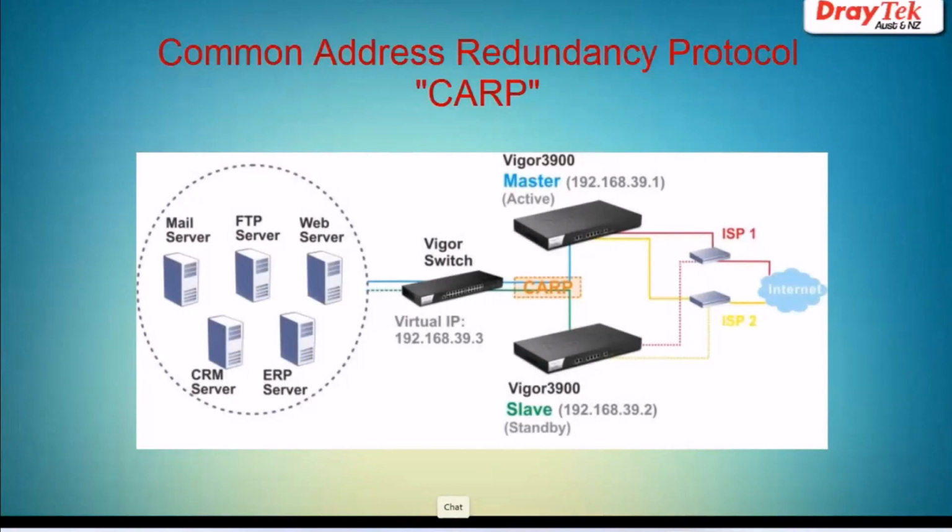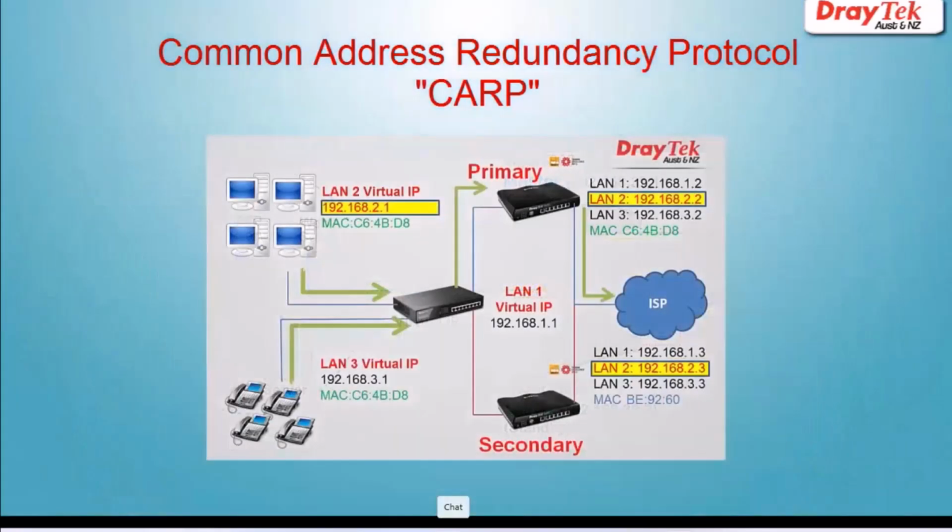High availability in DrayTek routers utilizes the Common Address Redundancy Protocol, which is known CARP. These allow multiple hosts on the same local area network to share a set of IP addresses. Its primary purpose is to provide failure redundancy, especially when used in the firewalls and routers. A common virtual IP address is shared between all the routers in high availability group. This virtual IP address is used by all the clients in the network as a default gateway.